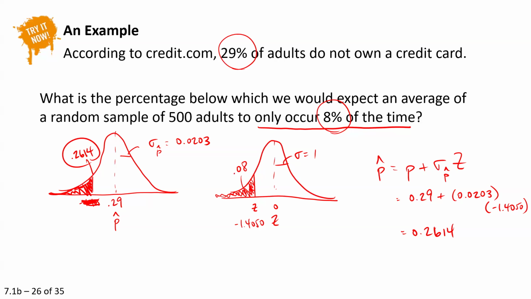So if we're doing this same experiment repeatedly, a gazillion times, taking all these samples, stay with me, Derek. You got it? Yeah. So if we're doing this, there will be times in which we get a percentage from our random sample of 26.14%, even though the right answer is 29%. How often will that happen? 8% of the time.